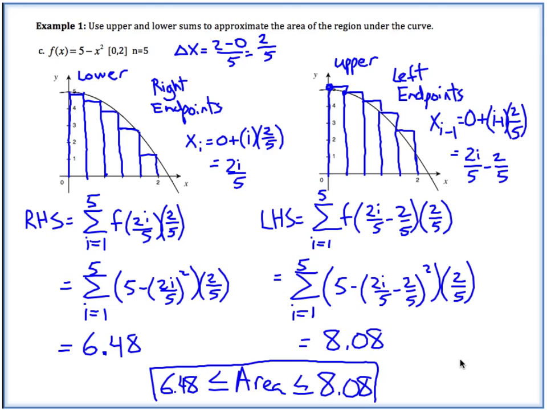So this was how to find an approximation of an area under the curve using lower and upper sums and right-hand and left-hand sums as well.